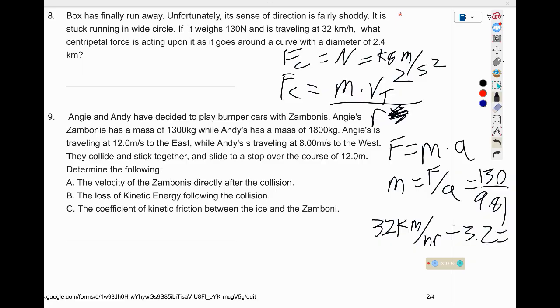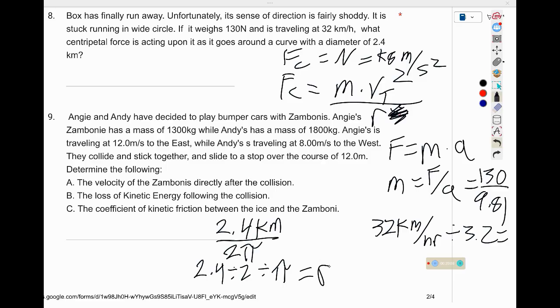And then finally, we have a diameter of 2.4 kilometers. So the first thing we want to do is go 2.4 kilometers, and we want to divide by 2 pi. Be really careful on your calculators when you do this. How I would suggest doing it is going 2.4 divide by 2 divide by pi. Okay? And that's going to give you your answer, right? And that's going to be the radius, okay? But that's the radius in kilometers. So what we need to do then is multiply that by 1,000 to get the radius in meters.